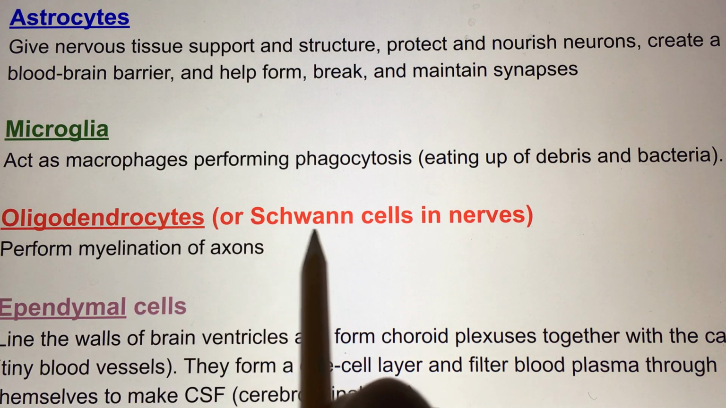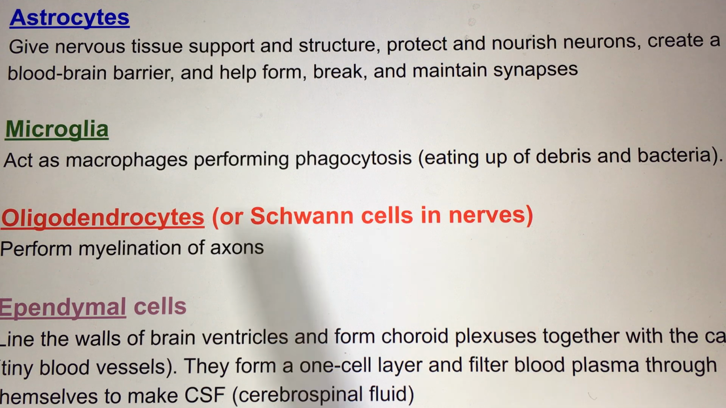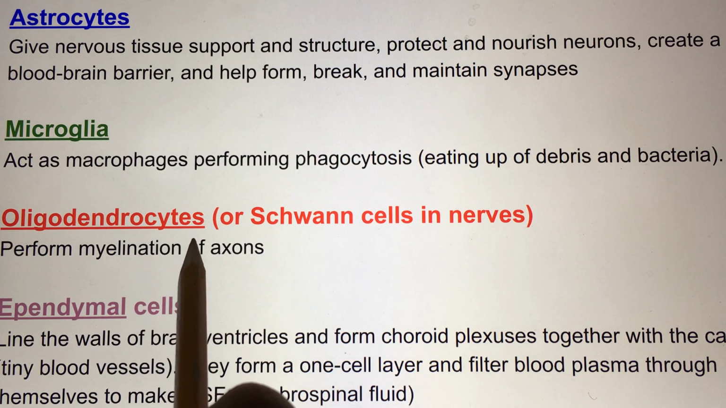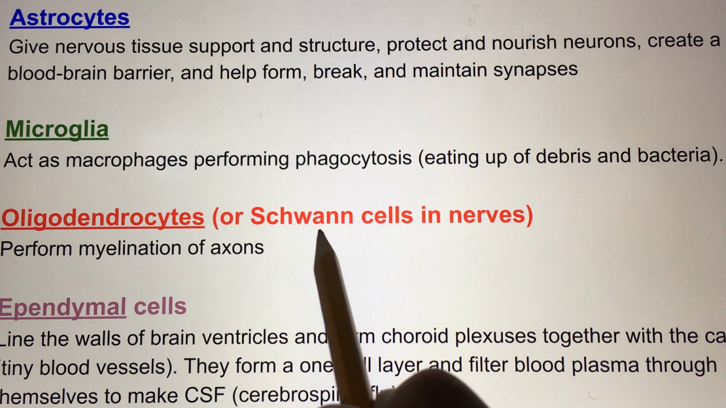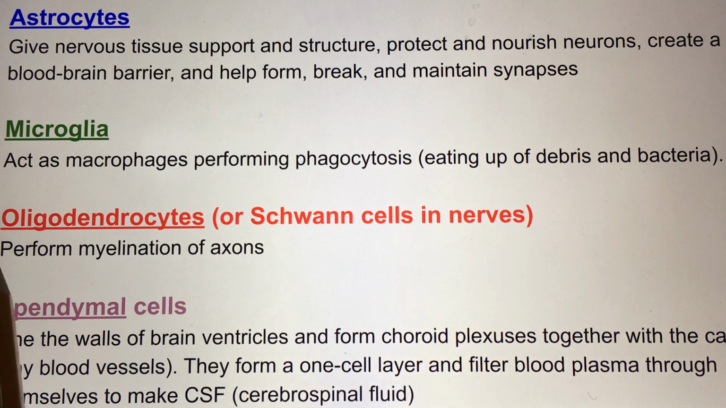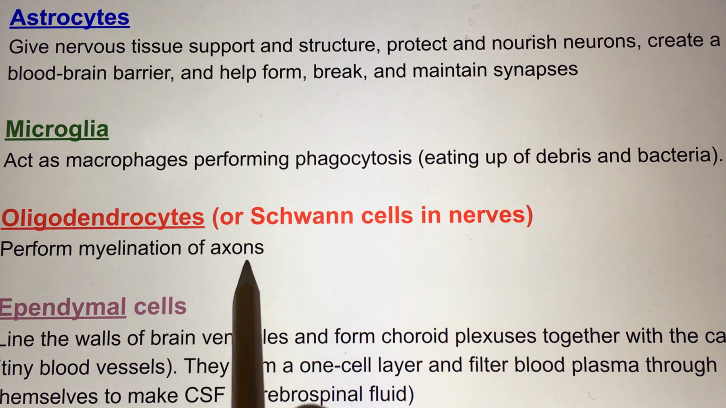Oligodendrocytes, also known as the Schwann cells in nerves. So oligodendrocytes are present in central and peripheral nervous system. When they are in the brain or spinal cord, they're called oligodendrocytes. When they are in the nerves of the peripheral nervous system, they're called the Schwann cells. What they do is they perform myelination of the axons.